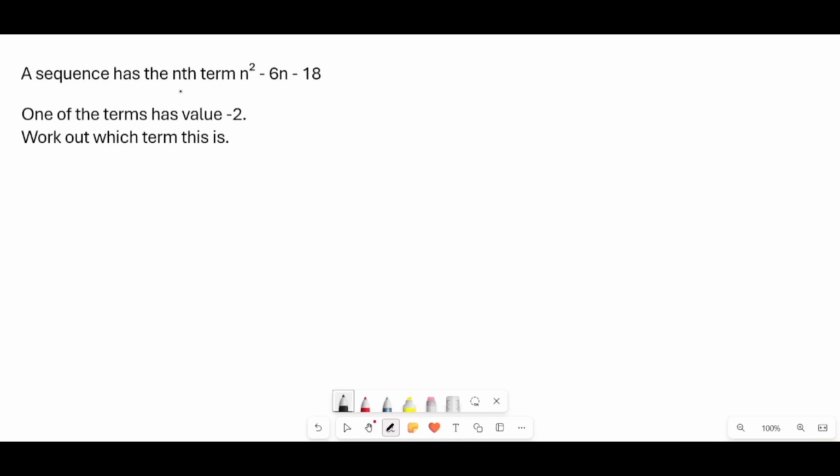Anyway, with that aside, a sequence has the nth term n squared minus 6n minus 18. One of the terms has value minus 2. Work out which term this is. So again, we're going to write it out like we did last time. And to make this a quadratic, we're just going to add 2 to both sides, make this side equal to 0.